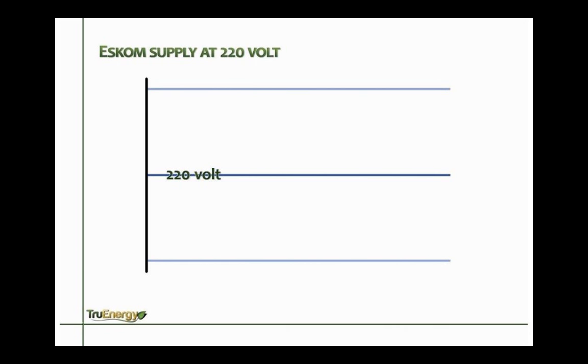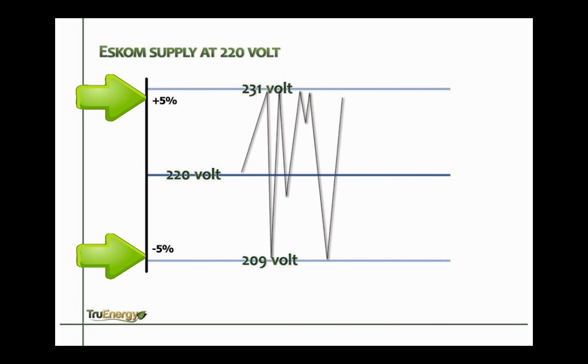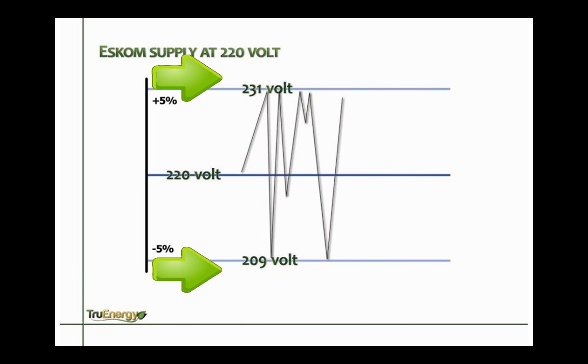Eskom's base was 220 with a tolerance of -5 and +5%. This means a maximum of 231 volt and a minimum of 209 volt. So they may vary the volt anywhere between the top and bottom of the range.